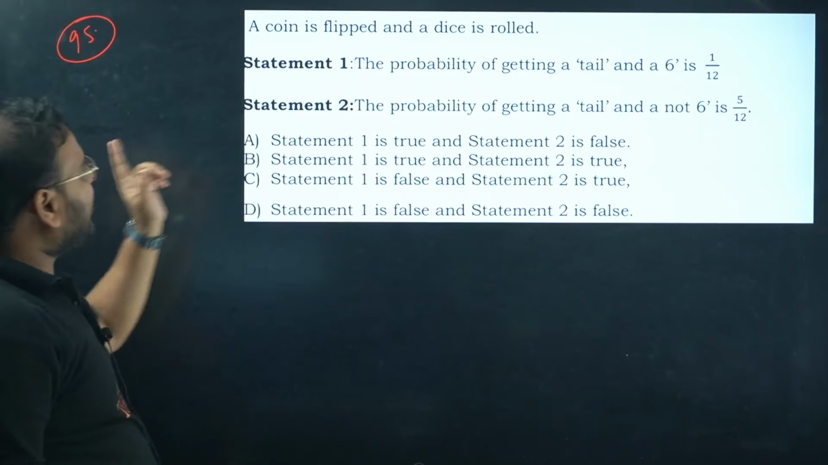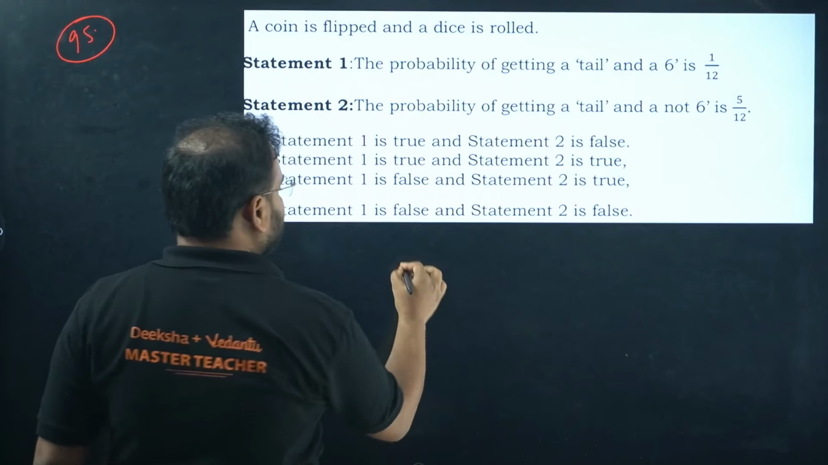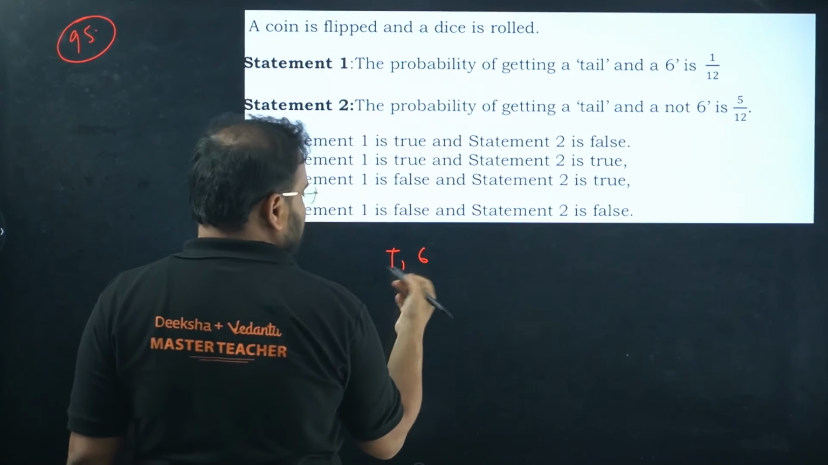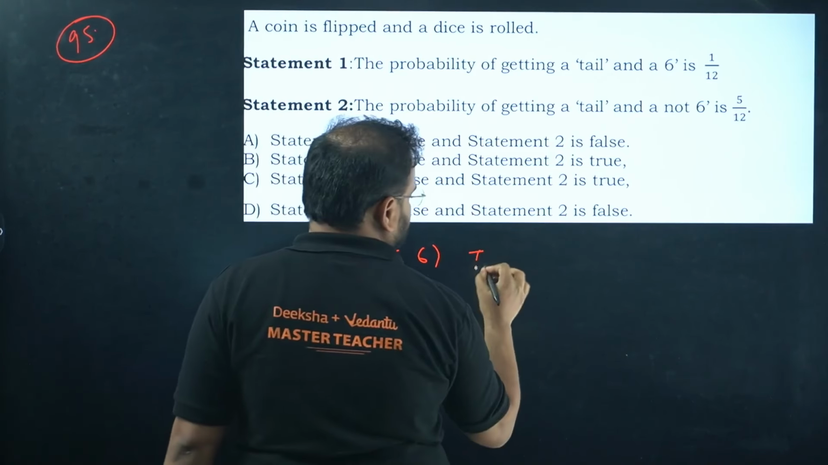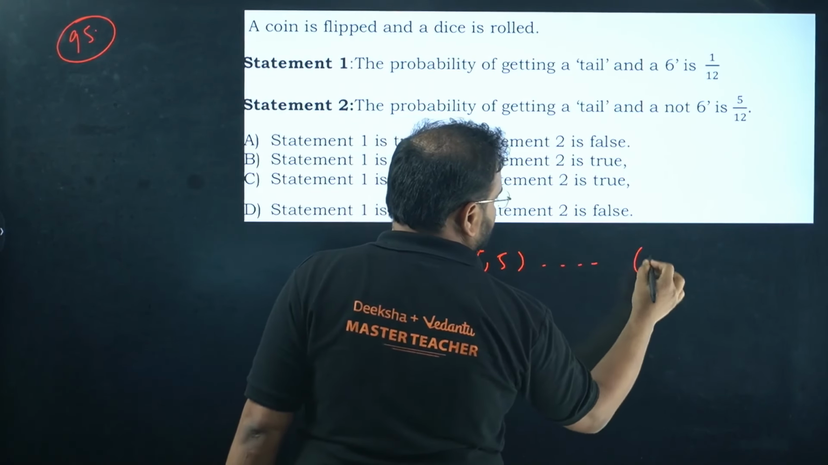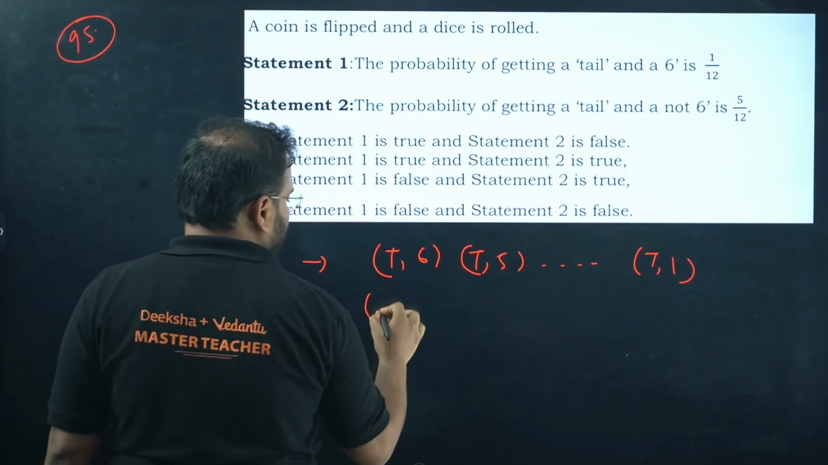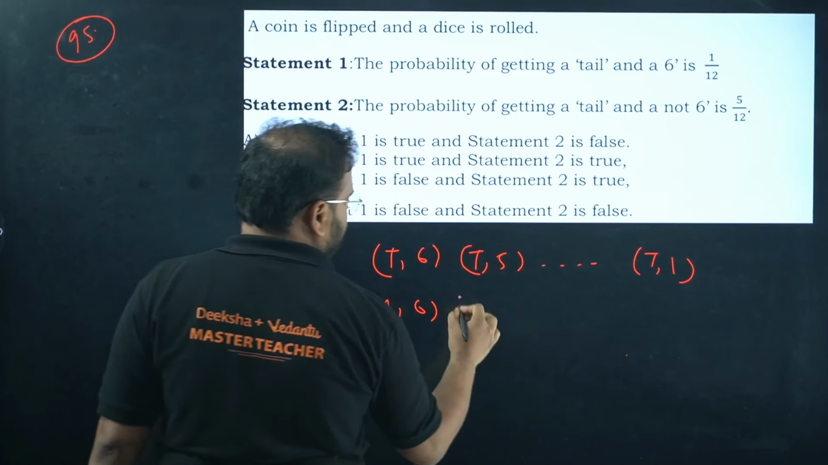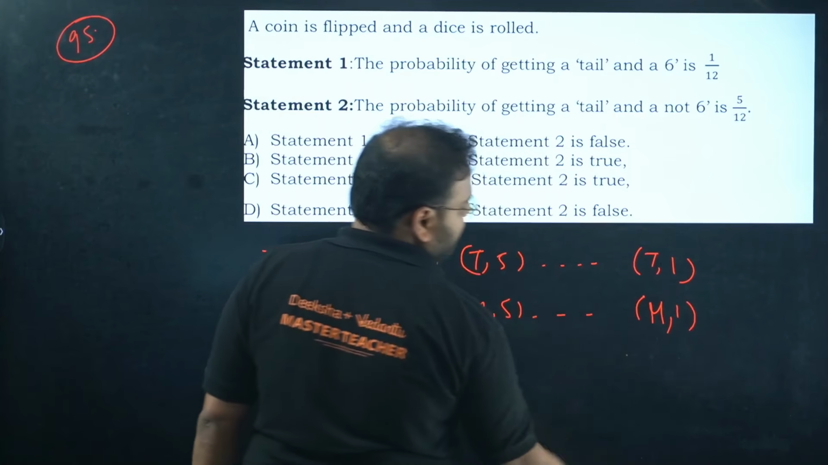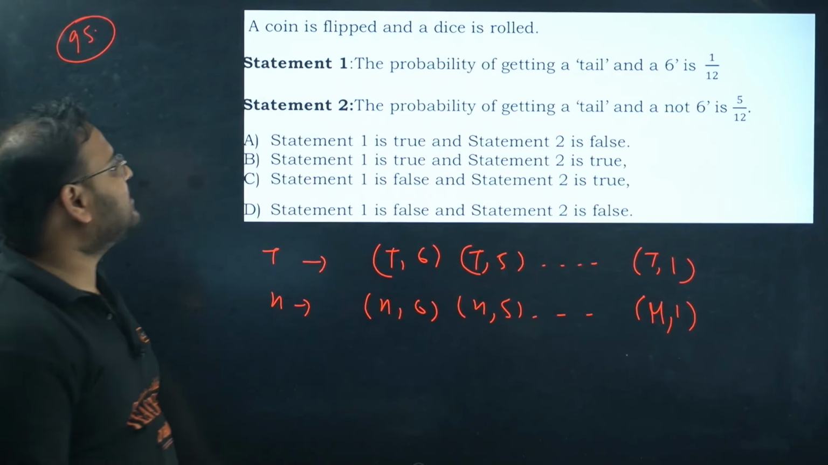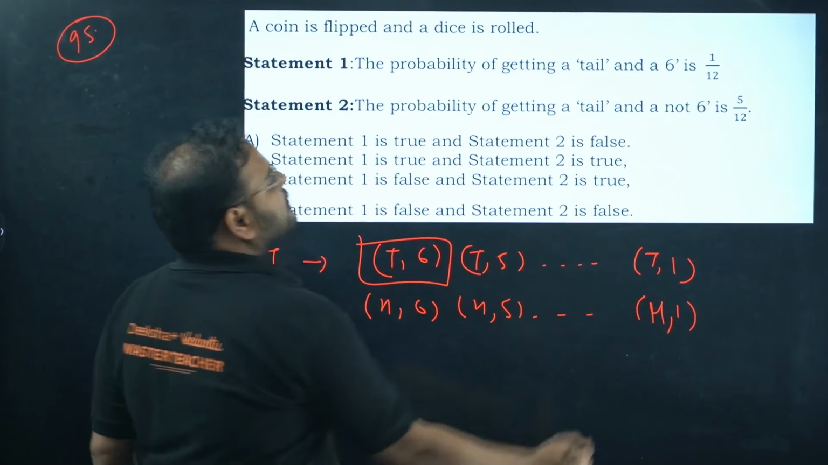95. A coin is flipped and a dice is rolled. Probability of getting a tail. Getting a tail means I want tail with 6. That's unique in nature because I can get what? Tail with 5 till tail with 1. And these are the cases when I get tail. If I get head, I'll get what? Head with 6 too. Head with 5 all the way till head with 1. That's the total sample space for tail and heads. So probability of choosing tail and 6 is only 1 out of total 12. This is correct.